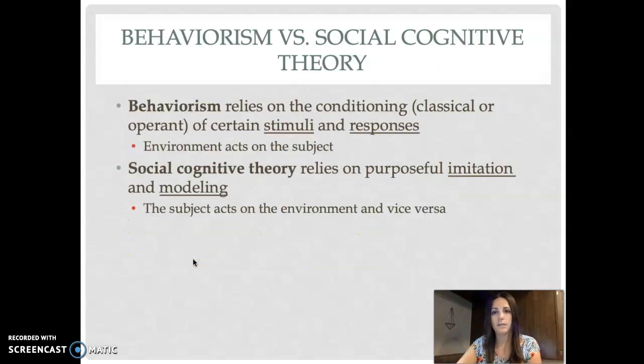Let's see. Okay, there's a video there. Basically, the differences between behaviorism and social cognitive theory is behaviorism relies on conditioning. There's classical or operant of certain stimuluses and responses. And basically, the environment is acting on the subject. Social cognitive theory relies on purposeful imitation and modeling. So the subject acts on the environment and vice versa.